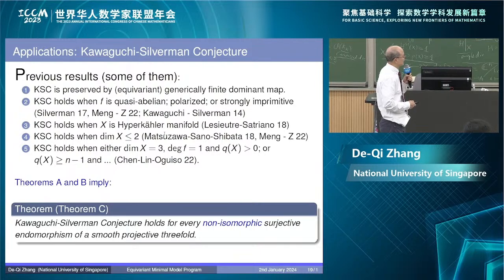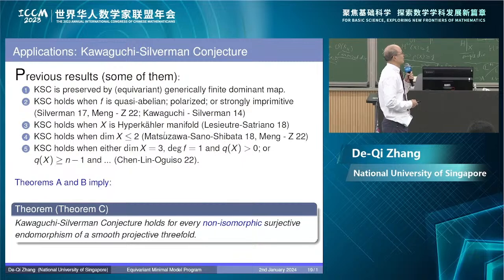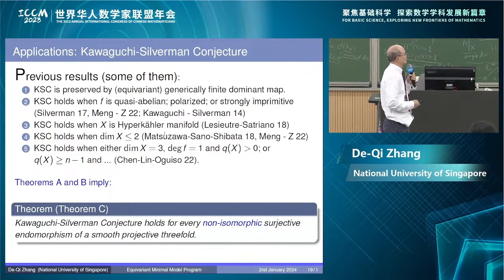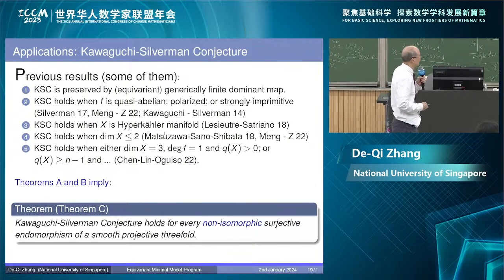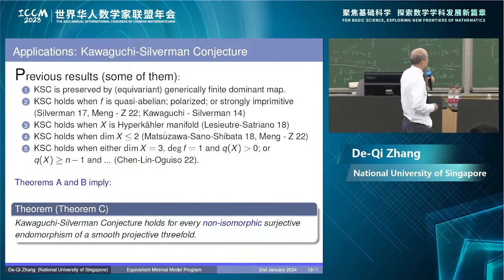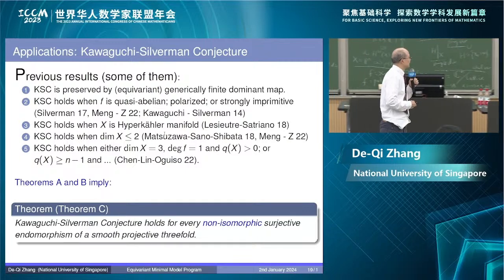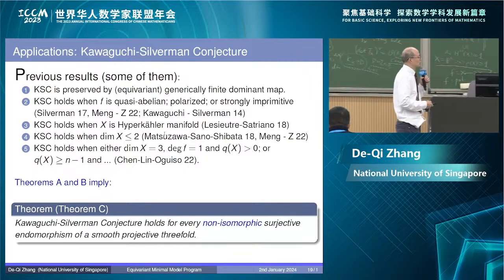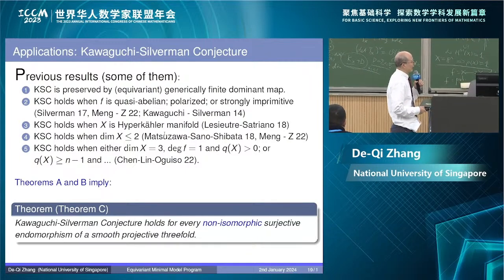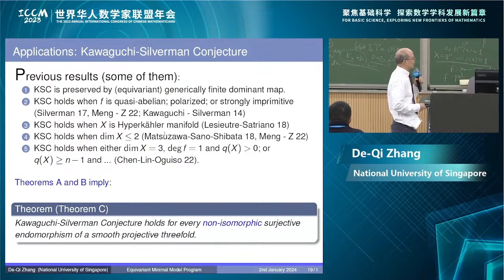Irregularity means half of the first Betti number. So if b1 is positive, q is just half of the first Betti number. Then the application of our theorem is that this Kawaguchi-Silverman conjecture is true for any endomorphism which is not an automorphism, I mean of degree at least 2, if the variety of dimension 3 is smooth.